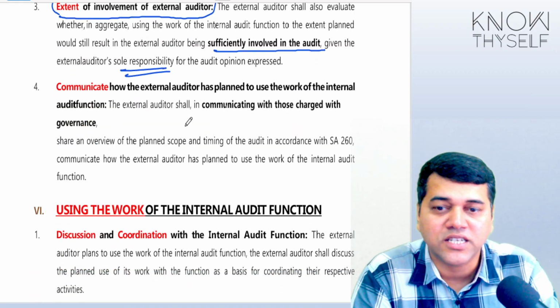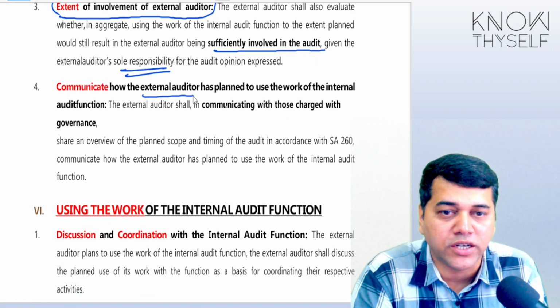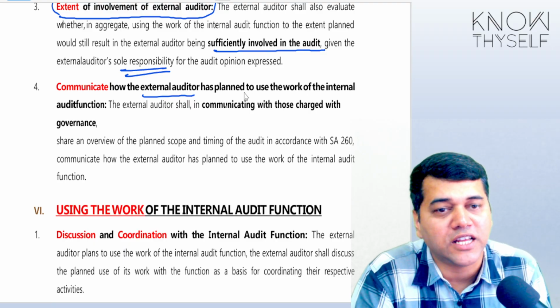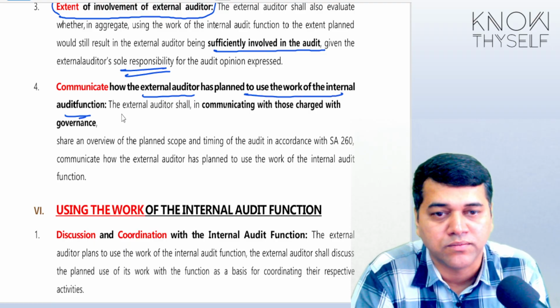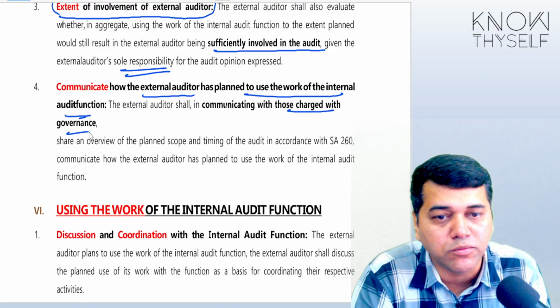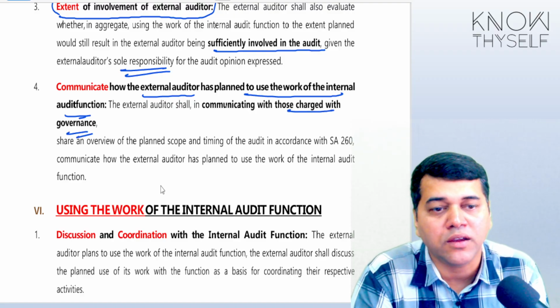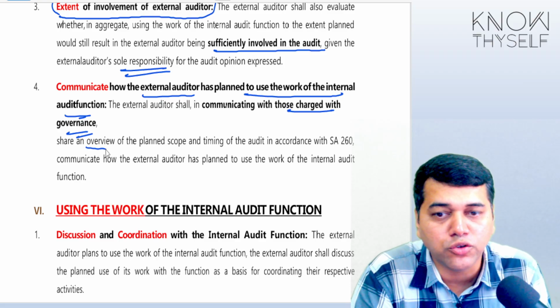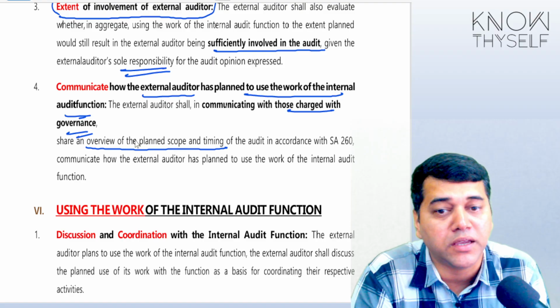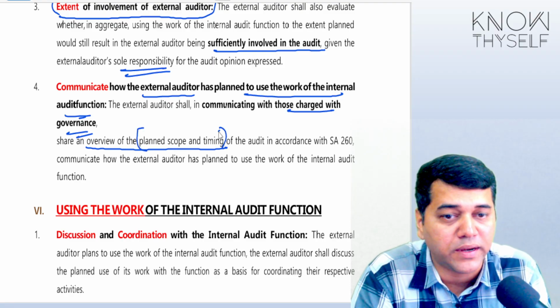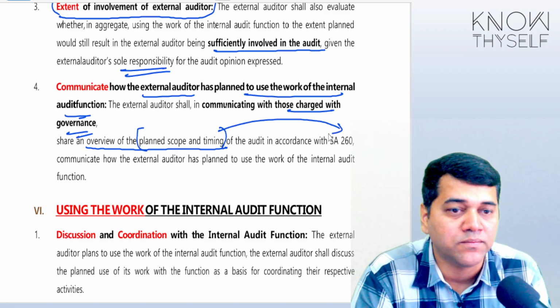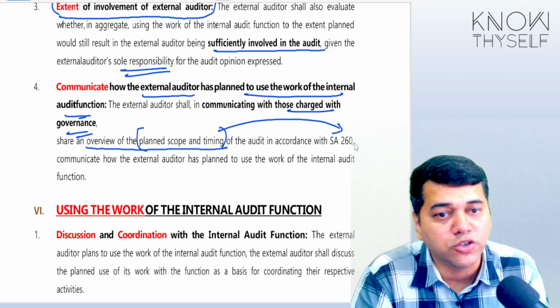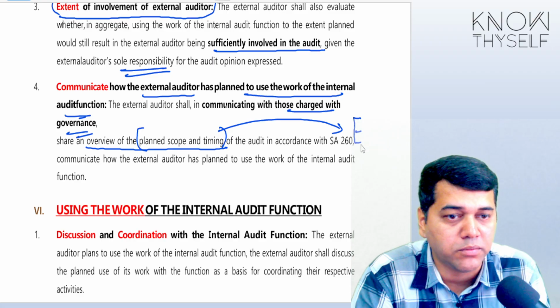And next, the external auditor has to communicate how he has planned to use the internal audit function. So you should communicate with the TCWG at the beginning only. Okay, what is the reason here? Because when you are going to share the overview of the planned scope and timing, SA 260, what is it that you are supposed to communicate? 4 elements. You remember, students? 4 points. 1.